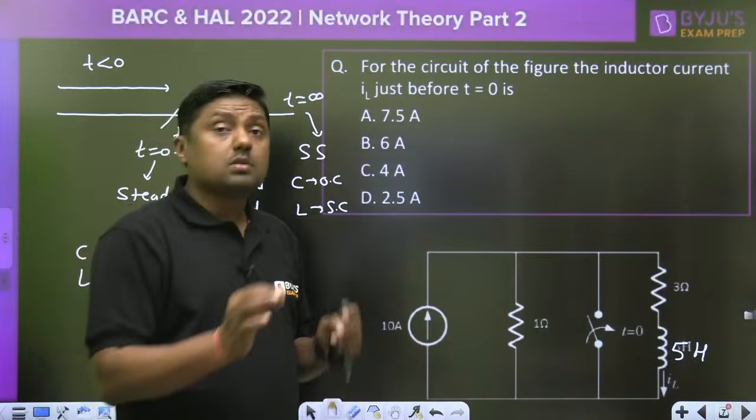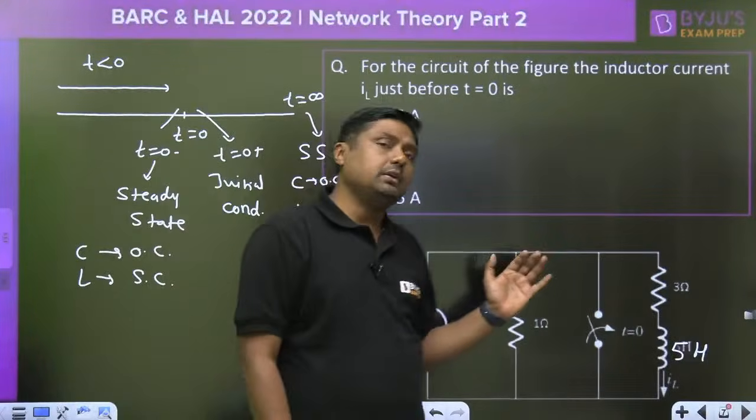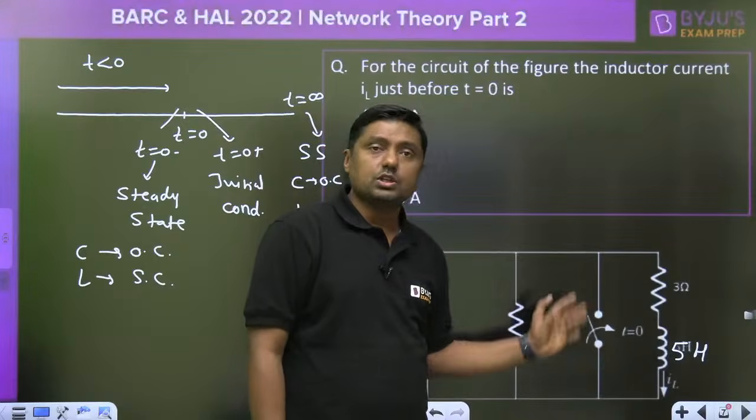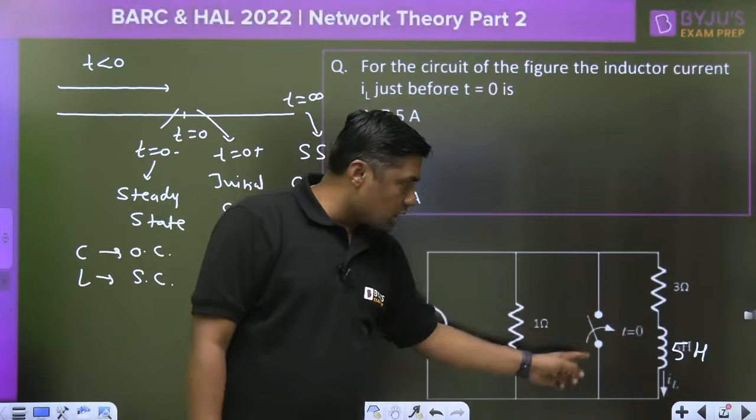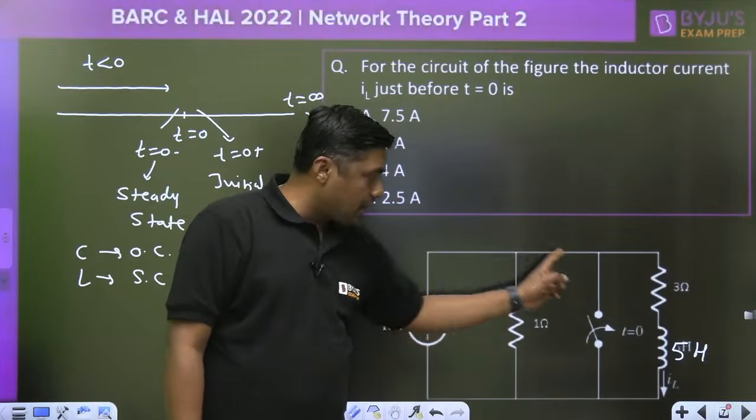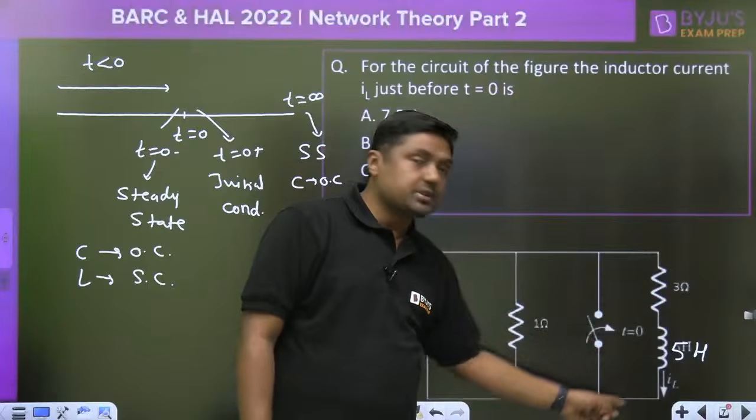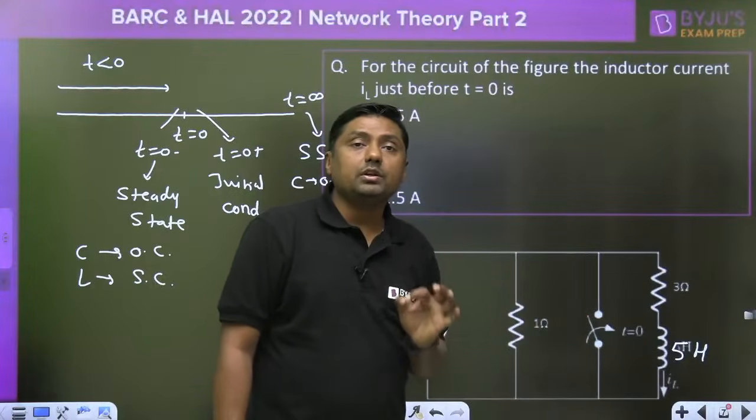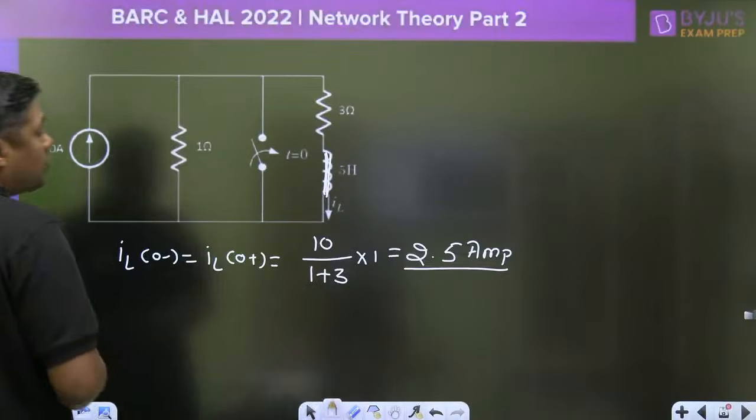The time constant of the circuit. Always remember, we are calculating the time constant after closing the switch. After closing the switch, this path will act as a short circuit, the complete current will pass through it, and the inductor will discharge through what? The 3 ohm resistor. Then what will be the time constant?